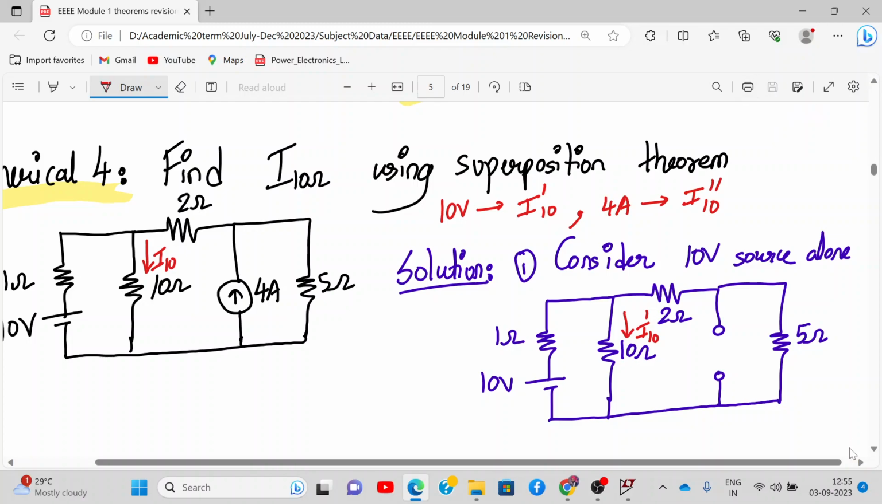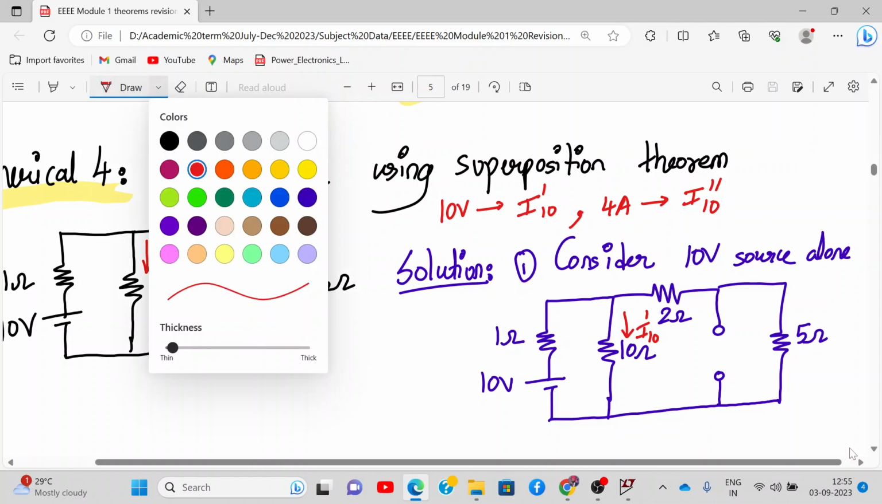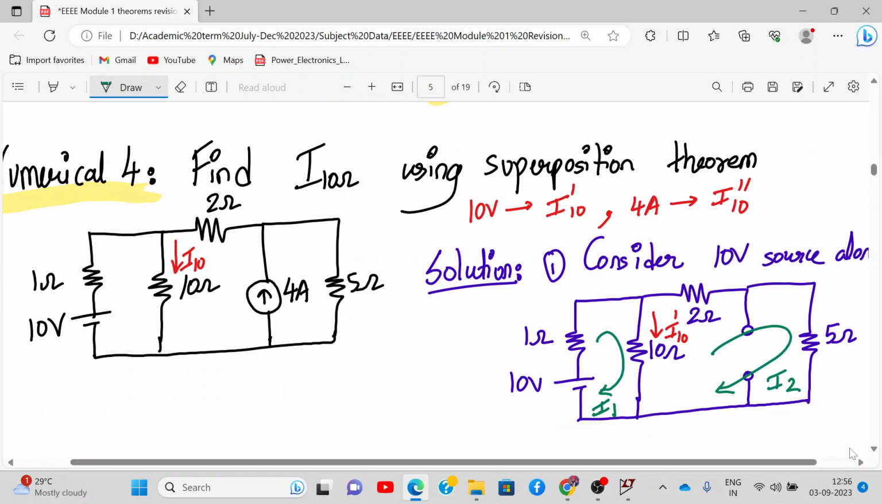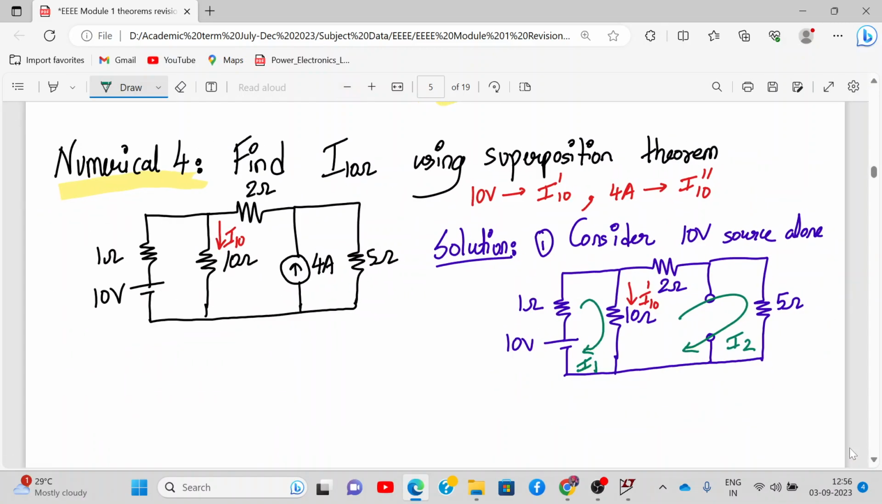Acha, what analysis will I use? Mesh or nodal? Hello, are you there? What analysis will I use over here? Okay. Mesh analysis, right? Call this current 1 and this is current number 2, I2 in loop 2. Now we write the formal procedure, KVL.